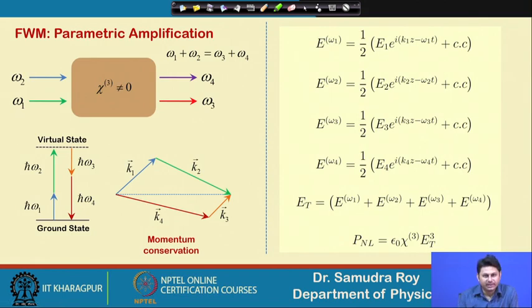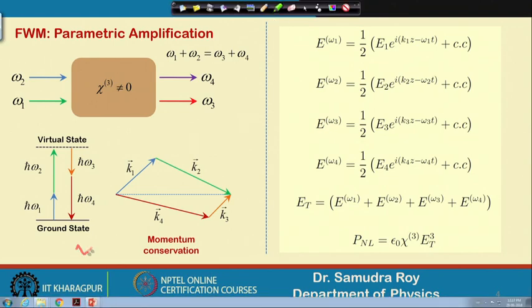Now, we will go to the next thing, which is parametric amplification. Sum frequency generation is one kind of four-wave mixing, but parametric amplification is quite interesting, where omega 1 and omega 2 are launched, and we get omega 4 and omega 3 at the output. So, here the energy diagram is something like this: omega 1 and omega 2 are merged to generate omega 3 and omega 4. So, this is the energy conservation equation.